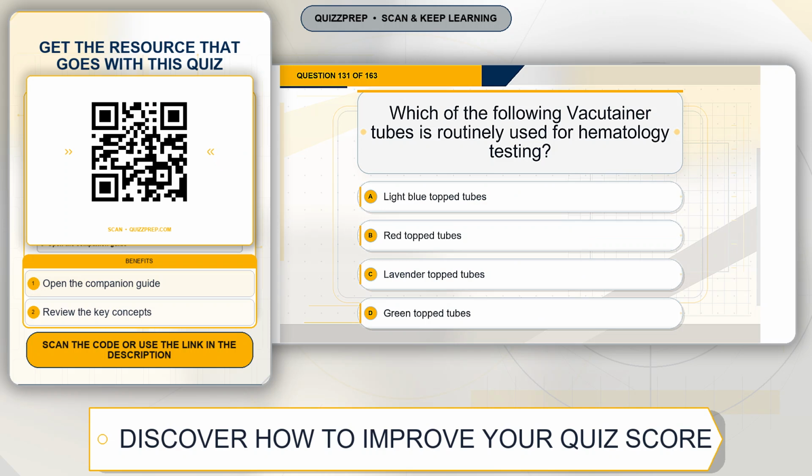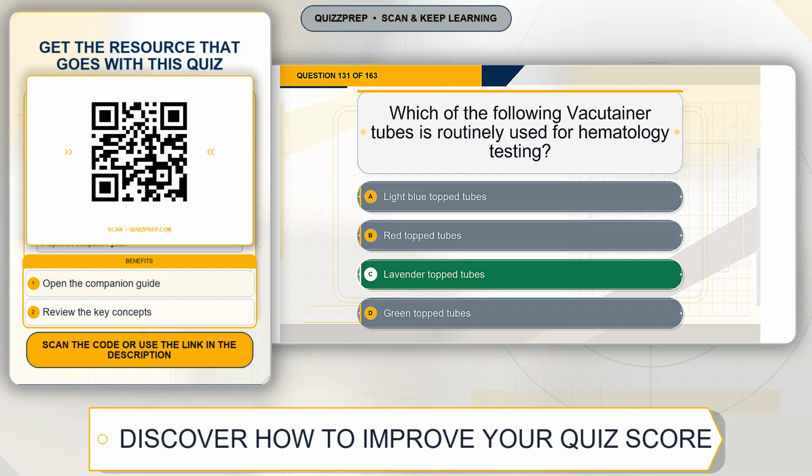Question 131. Which of the following vacutainer tubes is routinely used for hematology testing? Option A, light blue top tubes. Option B, red top tubes. Option C, lavender top tubes. Option D, green top tubes. The correct answer is option C, lavender top tubes.